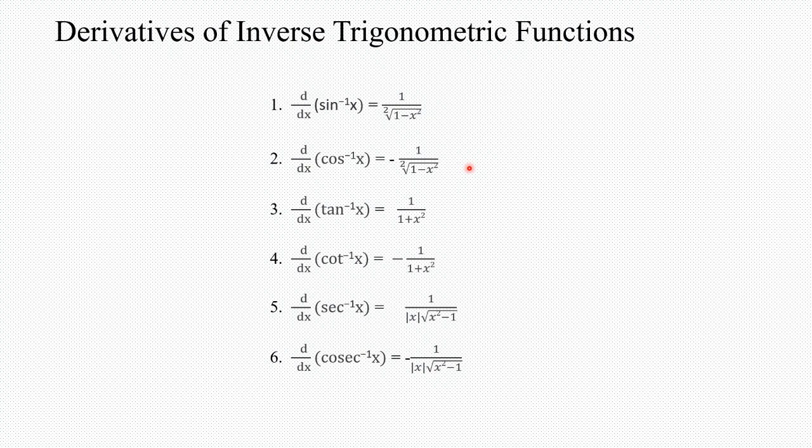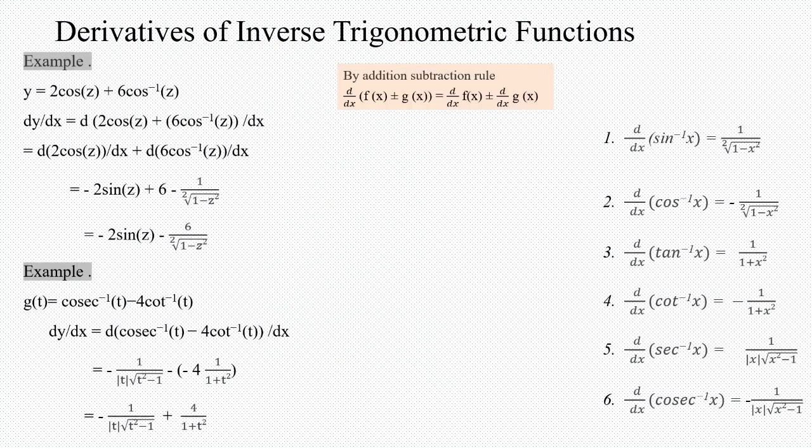Differentiation of tan inverse is 1 by 1 plus x square. Differentiation of cot inverse is minus 1 by 1 plus x square. Differentiation of secant inverse is 1 by modulus of x times under the root x square minus 1. Differentiation of cosecant inverse is minus 1 by modulus of x times under the root x square minus 1.